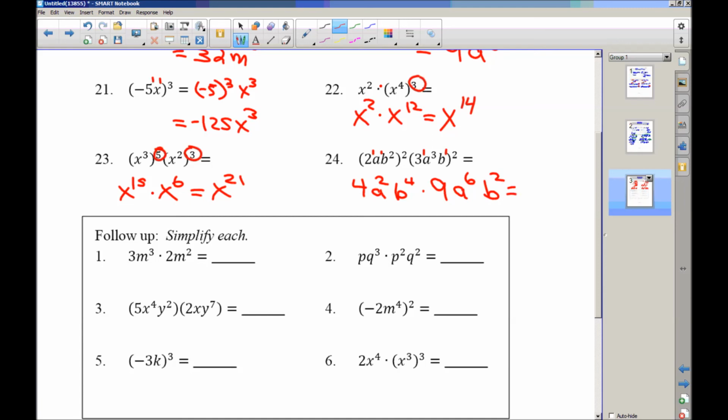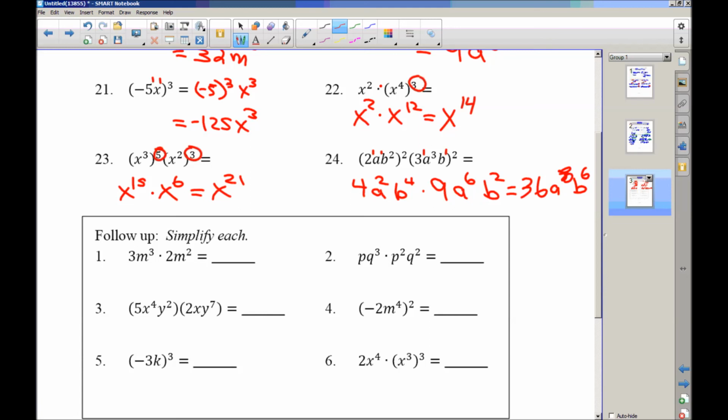We put those together. 4 times 9 is 36. And then we have an a and b, so we add our exponents on the a, that'll make 8. And we add the exponents on the b to get 6. So we have 36a to the 8th power, b to the 6th power.